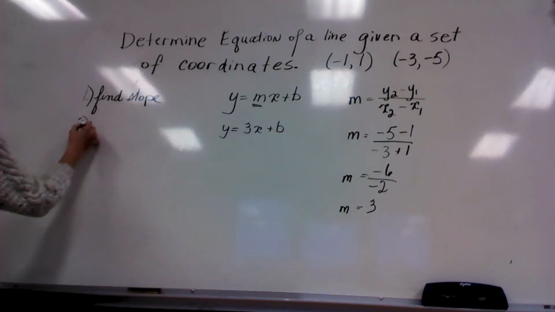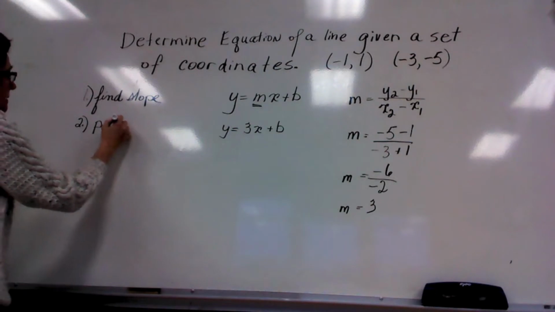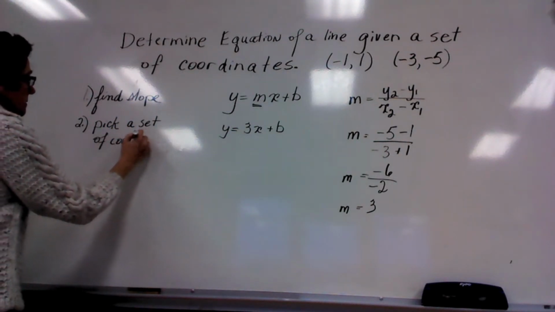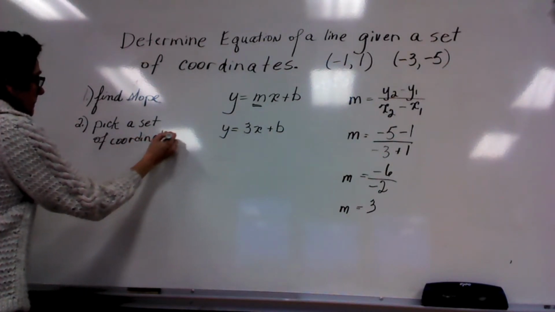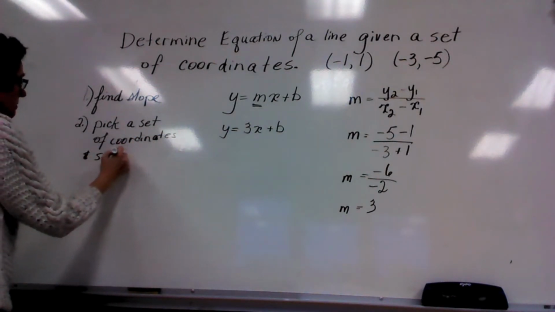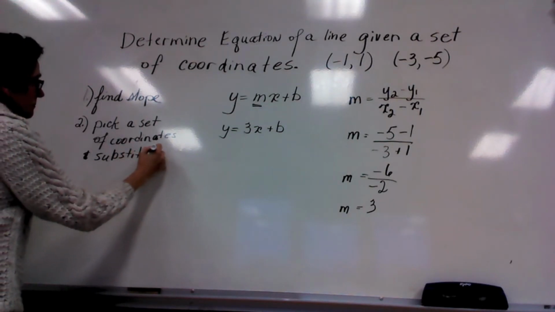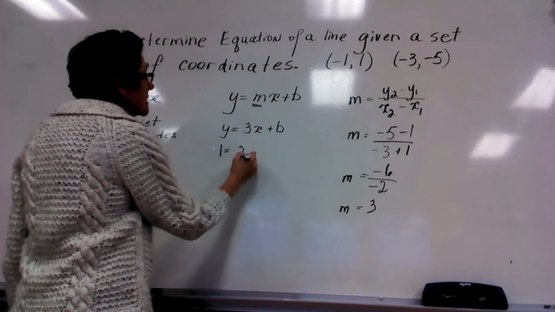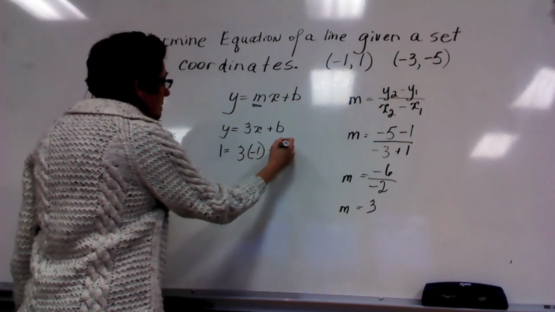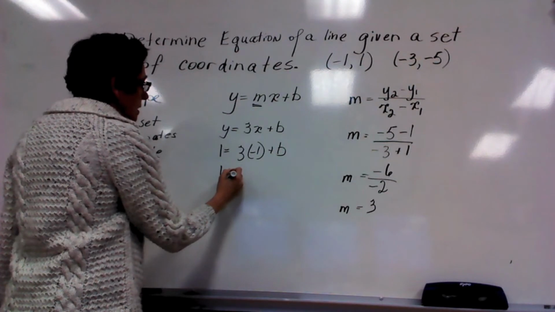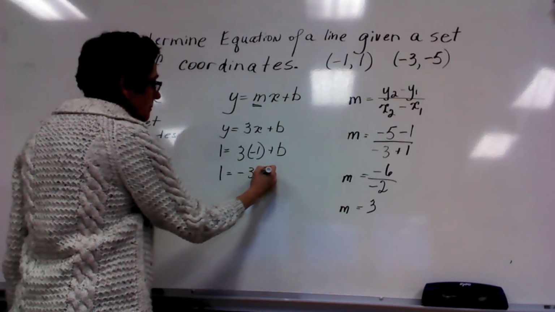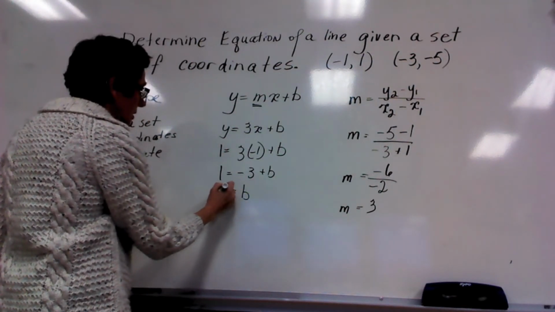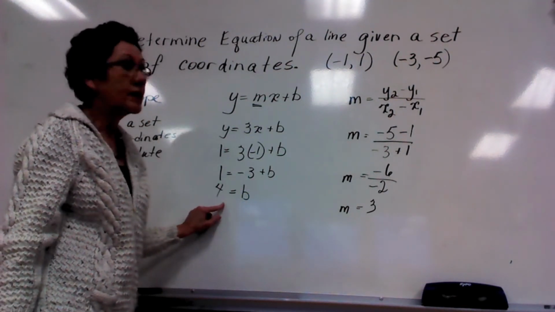So step 2 is pick a set of coordinates and substitute. Alright, so we've got y is 1 equals 3 times -1 plus b. 1 equals -3 plus b. Moving this over to the other side, we have our y-intercept as 4.